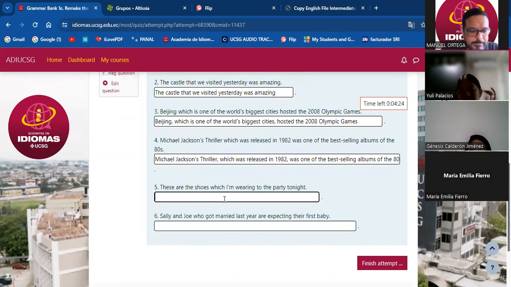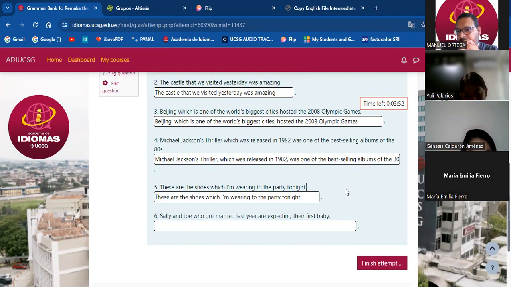Number 5. These are the shoes which I am wearing to the party tonight. If you read this sentence, there is no information that I can eliminate. These are the shoes which I am wearing to the party tonight. There is nothing that I can eliminate. I need all the information.